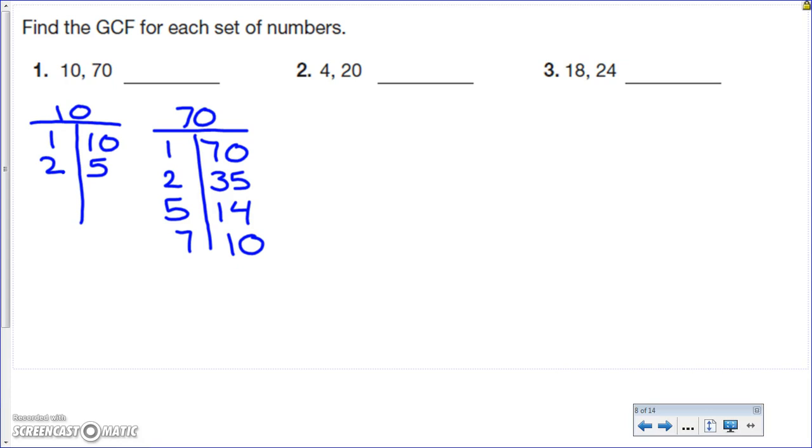So now what we're going to do is to circle the common factors between the two lists. So if we look, they share 4 different factors. The greatest factor is 10, so 10 is our greatest common factor.